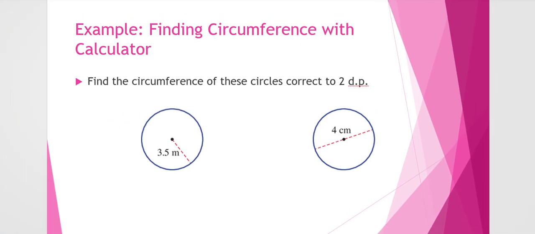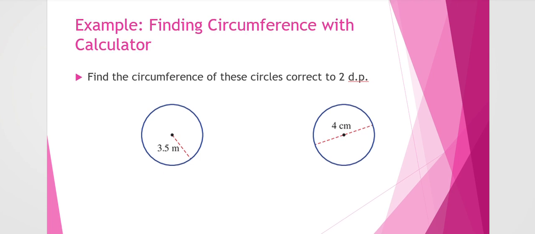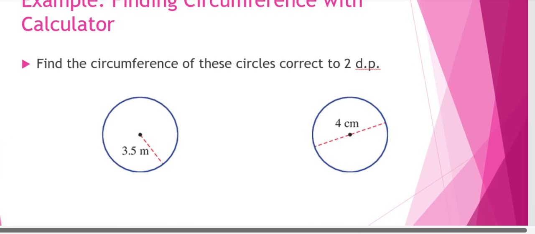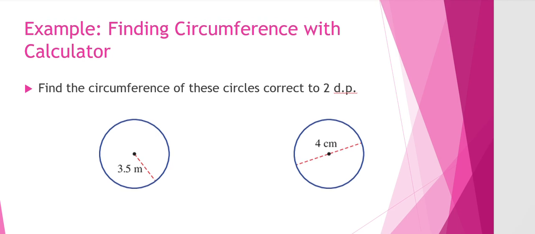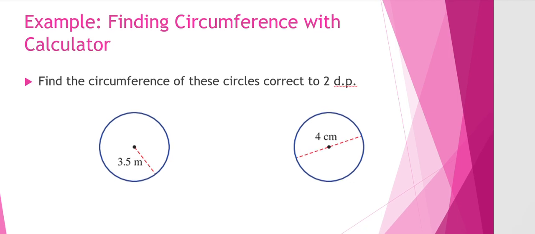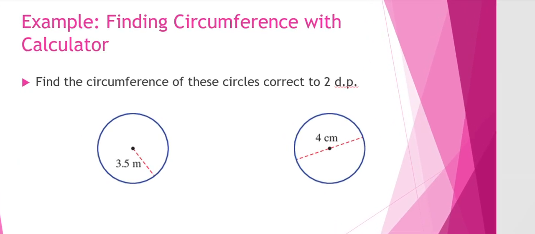Now, I'm going to go through some examples here. So finding circumference with calculator. I hope that you would have your scientific green calculator on hand. If you don't have the green one, if you use Casio, I can still show you that one as well. That one's still fine.